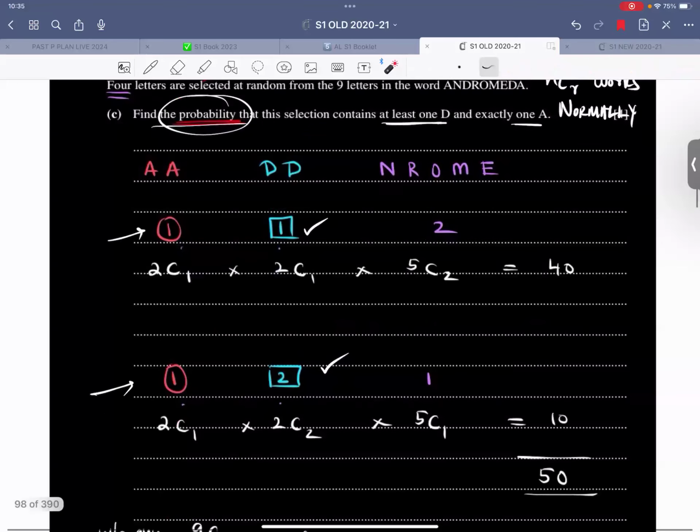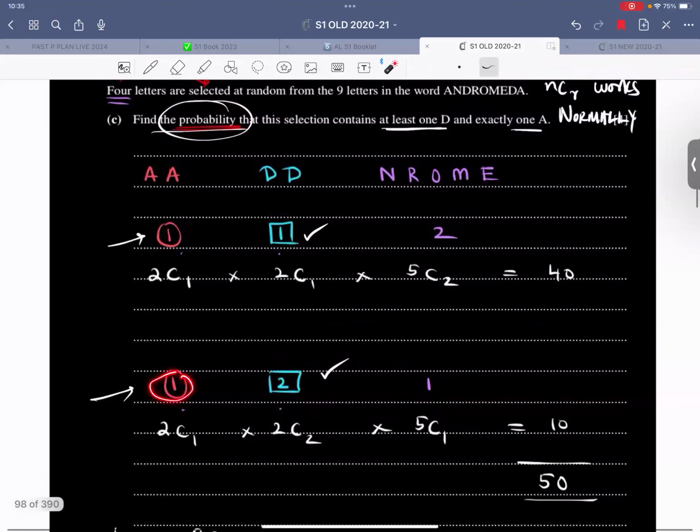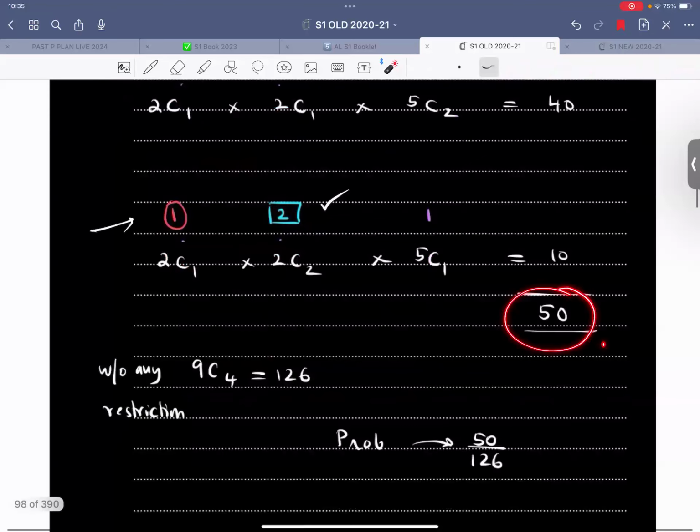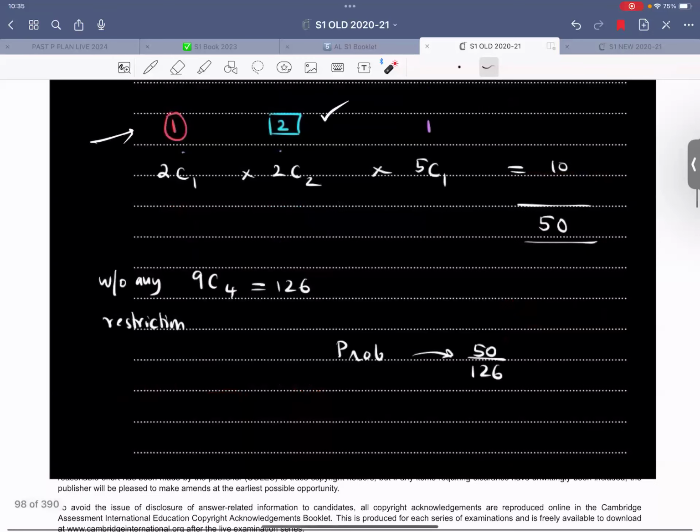So now I'm writing, I'm selecting 1 out of 2, 2C1. I'm selecting 1 out of 2, 2C1. The remaining 2, because I need a total of 4, the remaining 2 from these 5, that is 5C2. So 2C1, 2C1, 5C2, that is 40. Now I'm choosing 1 out of 2, 2C1. 2 out of 2, that is 2C2. 1 out of 2, because I need a total of 4, that is this. Now this is coming out to be 50 without any restriction. 9C4 is 126. Probability is 50 over 126.